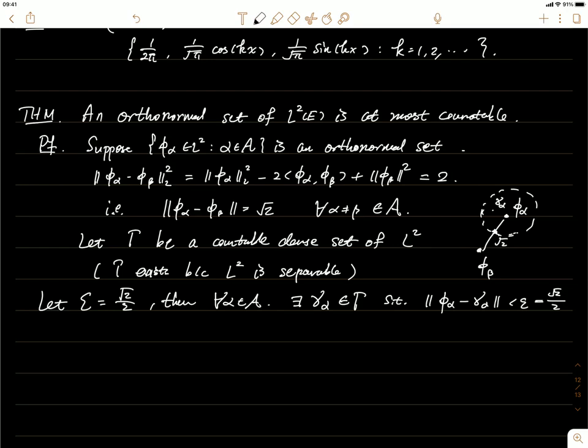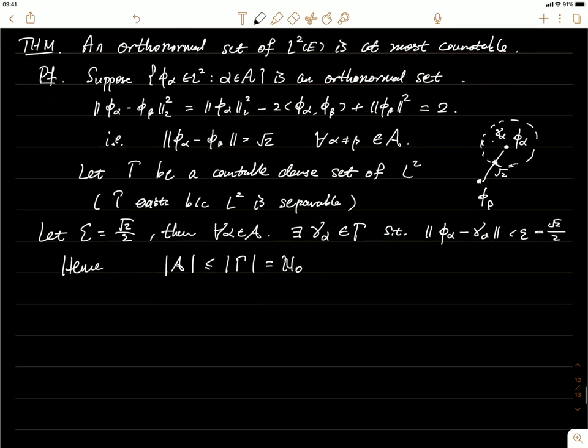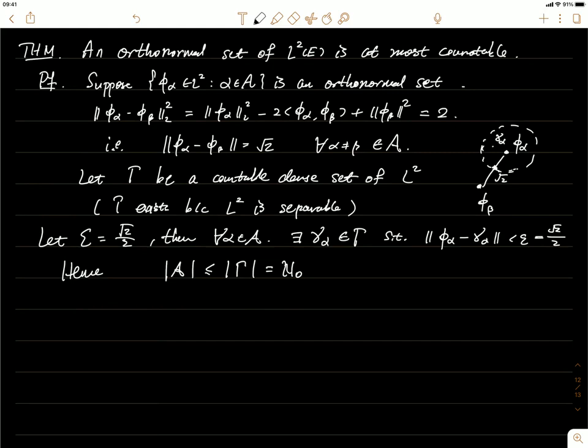So this means that the cardinality of A, or the orthonormal set, must be less than or equal to the cardinality of gamma. But gamma is a countable dense set. That means the cardinality of this is aleph zero. Okay, it's a countable set. So that means the orthonormal set here must be at most countable as well. Right? And this implies that an orthonormal set is at most countable. Okay.